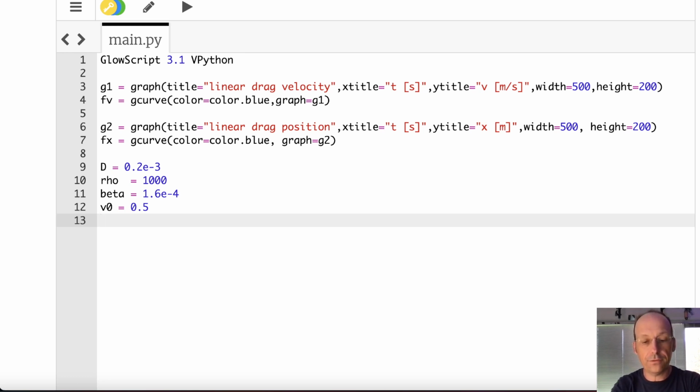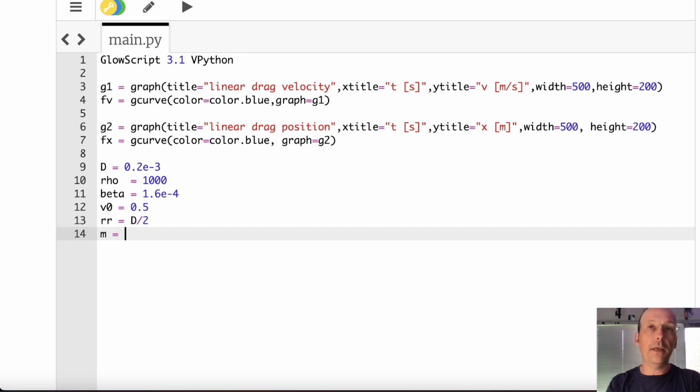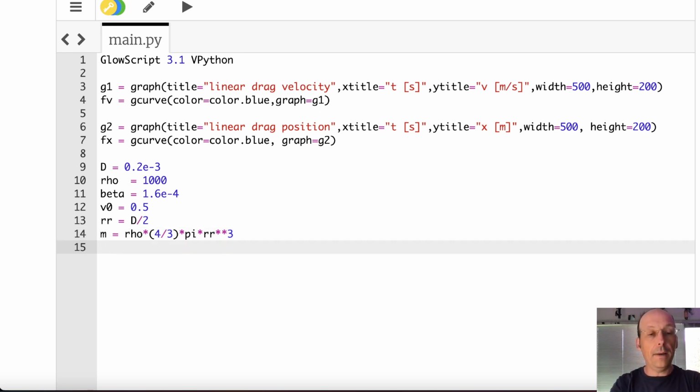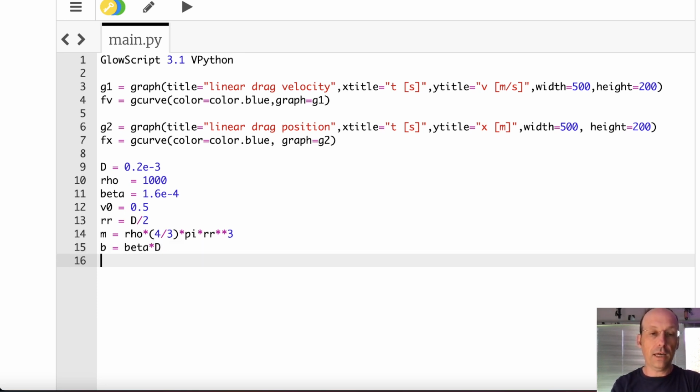Okay, so let's find the mass. I'm going to say r equals D over 2. I like to think in terms of radius. So then M is going to be the mass, which is the density times the volume. So it's going to be rho times the volume, which is 4/3 times pi times r cubed. That's the volume of a sphere, 4/3 pi r cubed. And then B is beta times D. That's what I said, right? Yeah, so it's just going to be beta times D. Okay, so I have that.